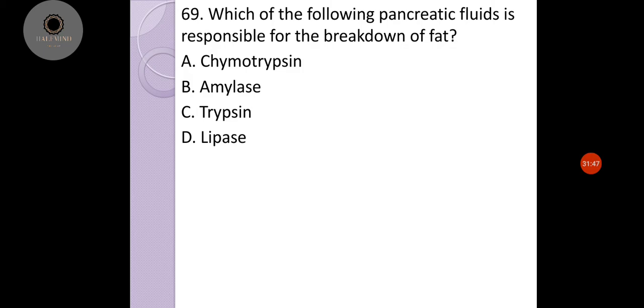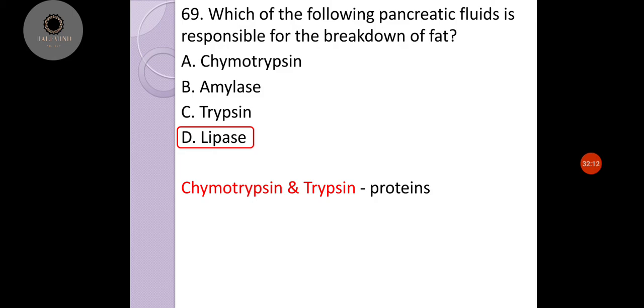69. Which of the following pancreatic fluids is responsible for the breakdown of fat? Ano nga ba yung fat? It's a lipid. So yung enzyme na magbe-breakdown ng fat is the lipase. Okay? Because si fat is an example of lipid. Now how about the chymotrypsin or the trypsin? These are enzymes that break down proteins. And si amylase naman kay carbohydrates.